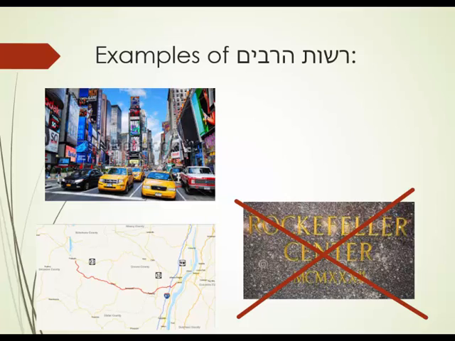Examples of a Reshut HaRabim: think Broadway in New York City. Again, the bottom left, think these intercity highways upstate New York. Rockefeller Center, interestingly enough, is not a Reshut HaRabim because it is privately owned.